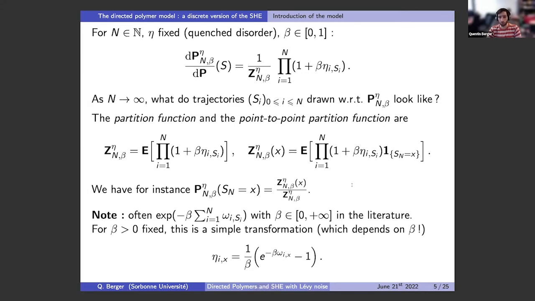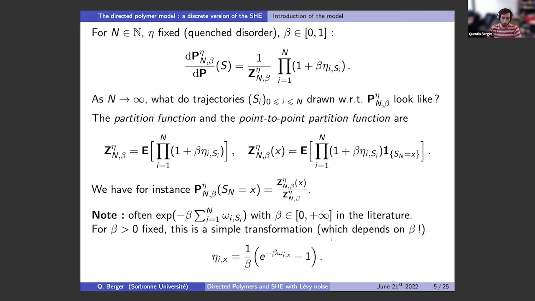Okay, so as I said before, I'm looking at the product weight instead of some exponential weight. In the literature, you will also find, if you look at this model, the exponential weight with an energy which is the sum of the random variables you see along the trajectory. It's just a transformation to go from one model to the other. You just have to define eta as this function of omega, and you'll find exactly the same model.